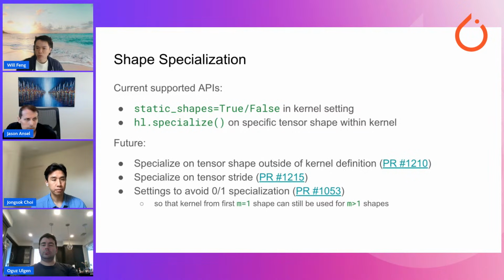In the future, we're adding more APIs to make it more flexible on how to specialize on different shapes or strides. For example, specialize on shapes outside of the kernel definition, specialize on tensor stride, and also have settings to avoid the 0-1 specialization that we inherit from the FX trace, so that the kernel from the m equals 1 shape can still be used for the m larger than 1 shapes.